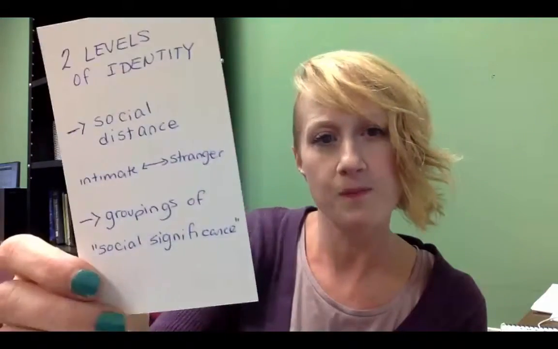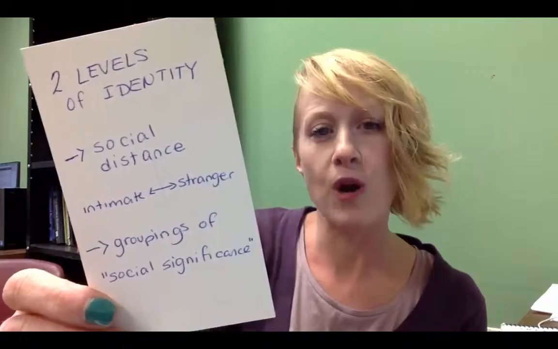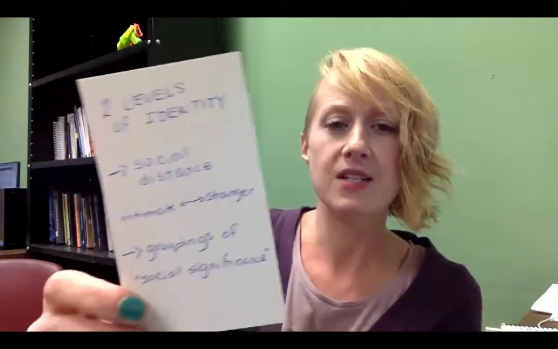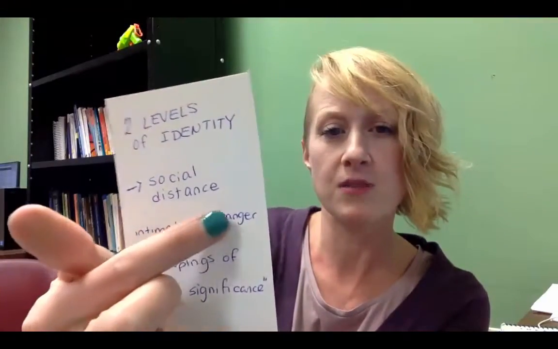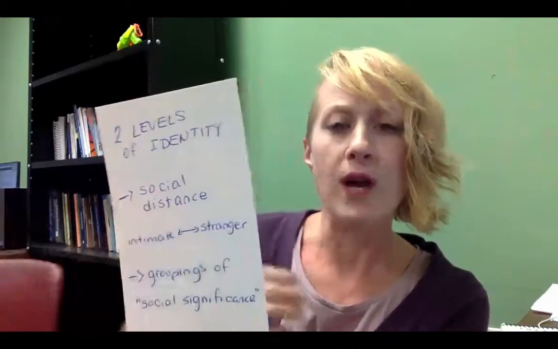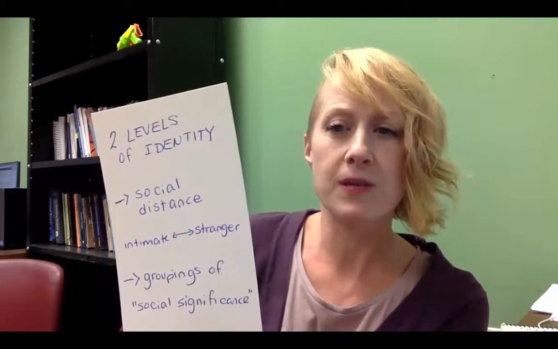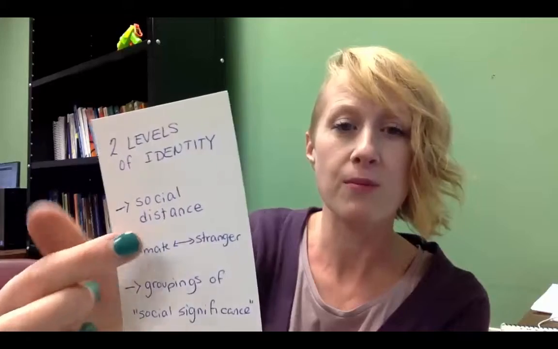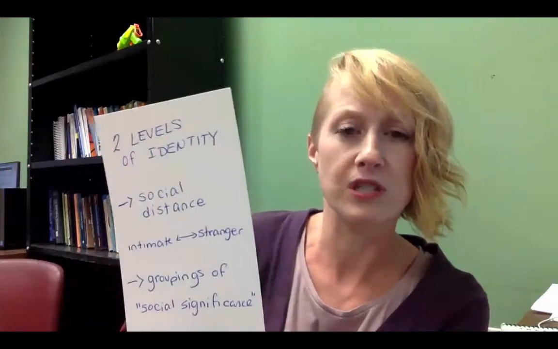And then he goes on to discuss identity further and says that there are 2 levels of identity, and I've written them out like this. One is social identity, and he says that we can look at that on a spectrum of intimate to stranger. The way that we present our identity is going to be very different if we know that person really well or if we don't know the person at all.